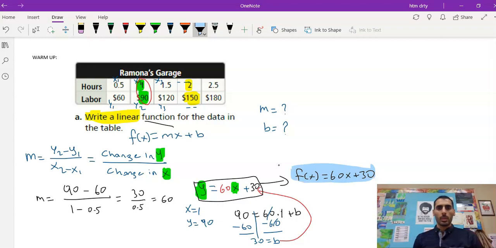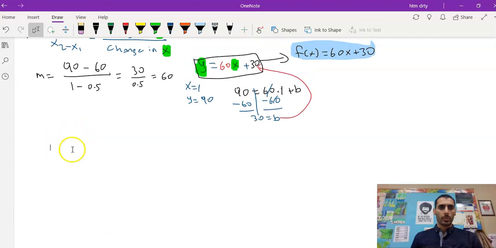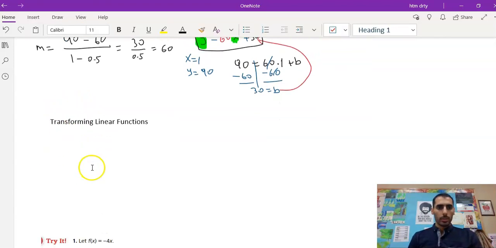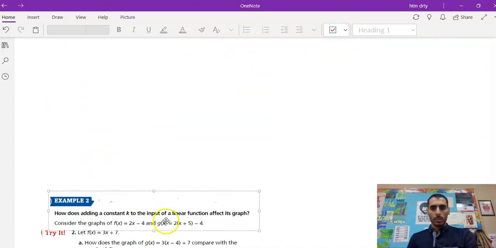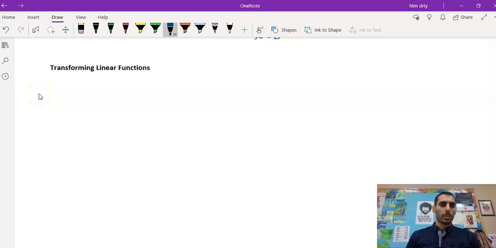Let's move on. So today's lesson is transforming linear functions. We have three options. Transforming a linear function means we are going to move the function on the coordinate plane. We will have a function going like this. We are going to move this up, down, left, or right, or we are going to rotate it.